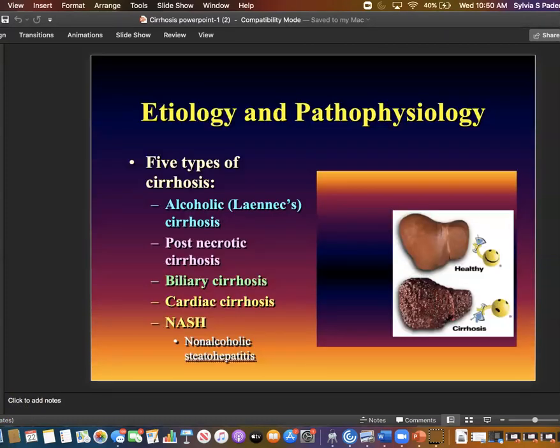The etiology and pathophysiology: there are 5 types of cirrhosis. That is alcoholic, otherwise also known as Laennec's. I'm not sure if that's the correct pronunciation. And then there's the post-necrotic cirrhosis. This is due to the different types of hepatitis. There's biliary cirrhosis, and then there's cardiac cirrhosis and NASH. NASH is the non-alcoholic steatohepatitis. This is largely like fatty liver. I'm sure you've seen this in the hospital too.